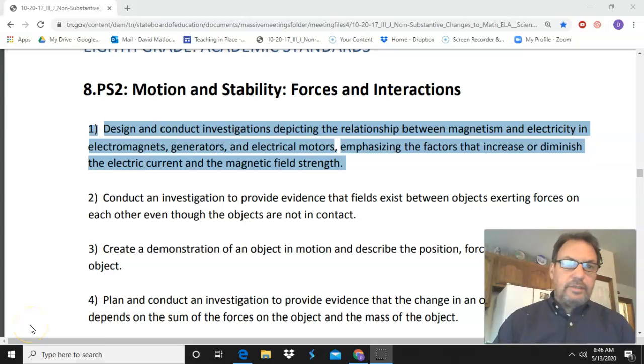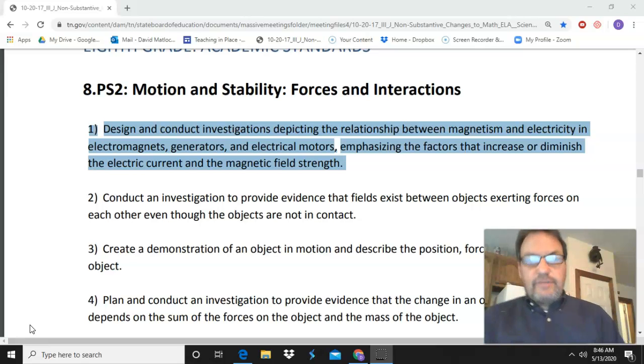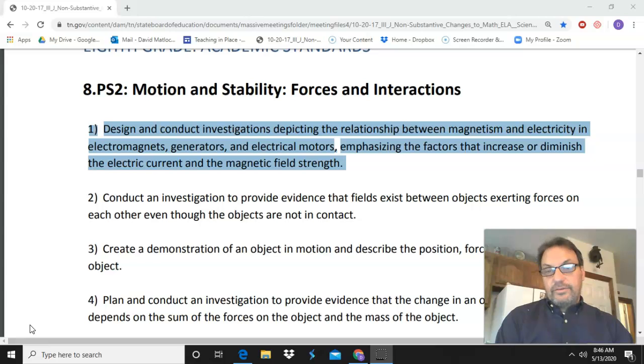Okay, today we're going to be reviewing the standard 8.PS2.1, and this is about forces and interactions, and we're going to talk about designing and conducting investigations depicting the relationship between magnetism and electricity in electromagnets, generators, and electrical motors, emphasizing the factors that increase or diminish the electric current and the magnetic field strength.